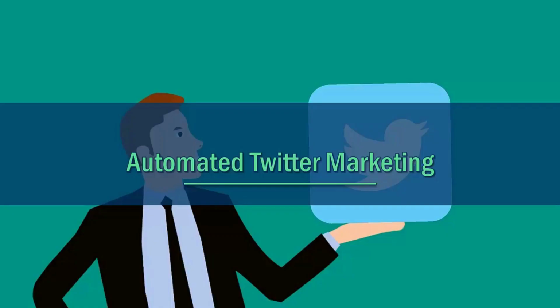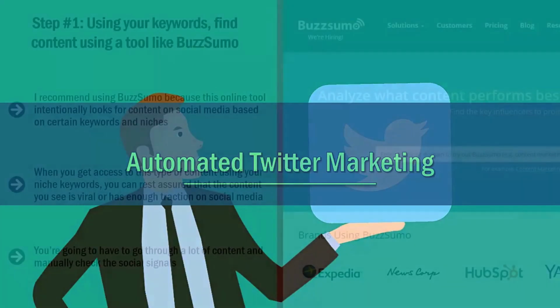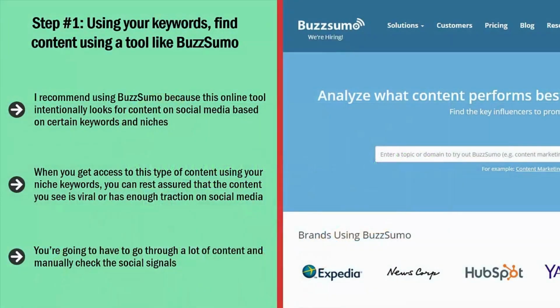Automated Twitter marketing. Follow the step-by-step directions below to set up your own automated Twitter marketing campaign. Step number 1. Using your keywords, find content using a tool like BuzzSumo. I recommend using BuzzSumo because this online tool intentionally looks for content on social media based on certain keywords and niches.